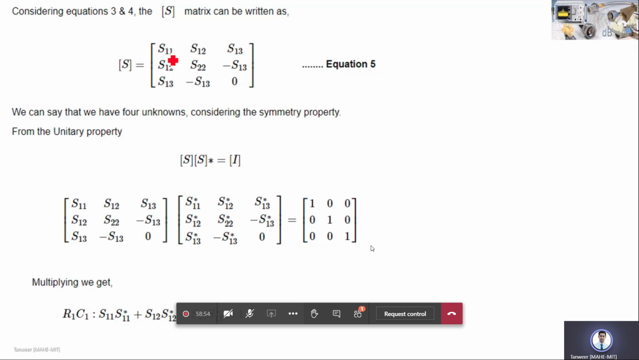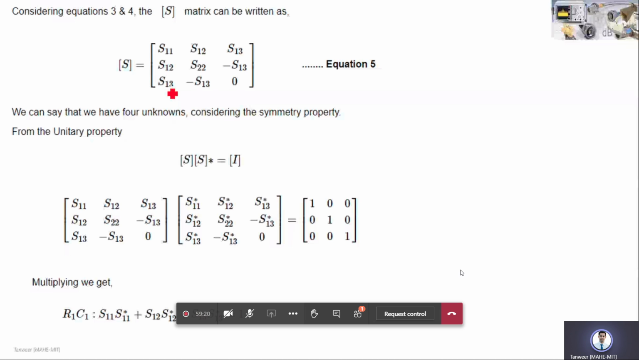So S11 as it is, S12 as it is, S13 as it is. Now S21, here it was S21, no? So S21 according to the symmetry property will be changed into S12, S22 as it is. Now here it was S23. We can replace it because of the out of phase signal, so S23 is replaced by minus S13.